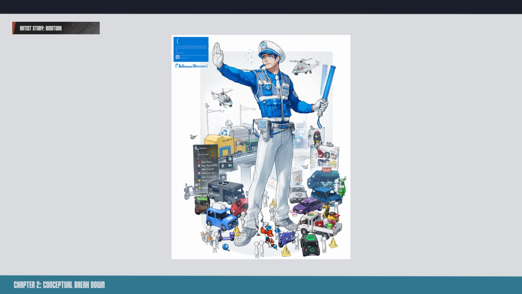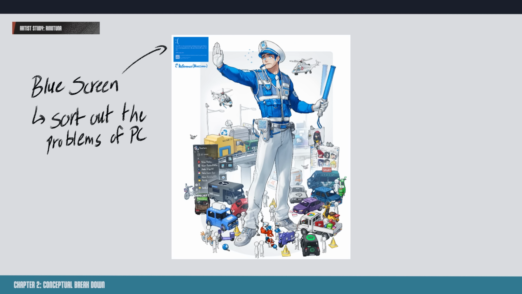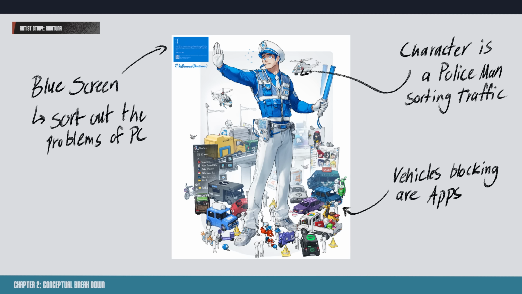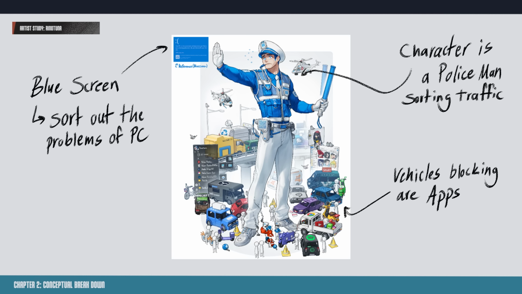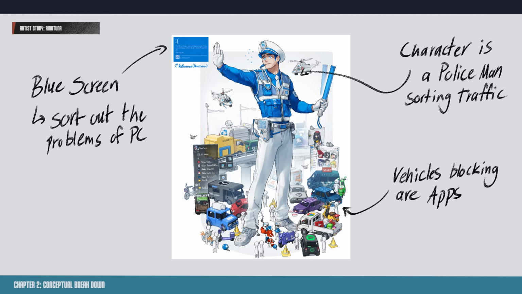His creativity really shines through in his weirder references, like this one with the blue screen that you get when your PC crashes, and its function is to sort out the issues your PC is having. So he turns it into a policeman that is sorting out the street traffic, and the apps are the vehicles that are blocking the way. We'll go through a couple more examples to give you some inspiration.